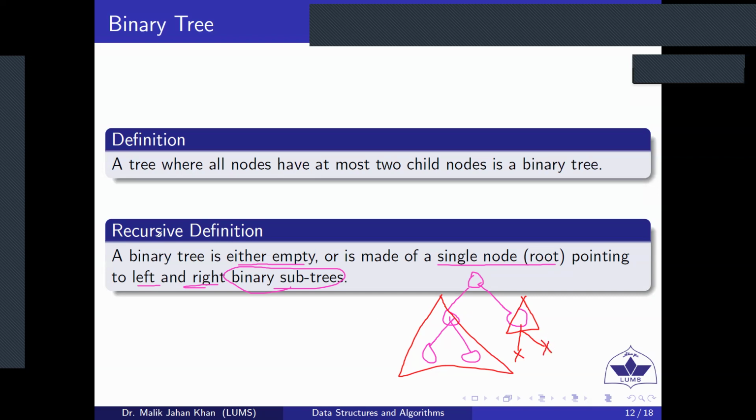And that is allowed because we just said in our recursive definition that a binary tree can be empty or is made up of one root, which can point to left and right binary subtrees. So in principle and in meaning, it is equivalent to the first definition. Here we are defining a binary tree in terms of some other binary trees.